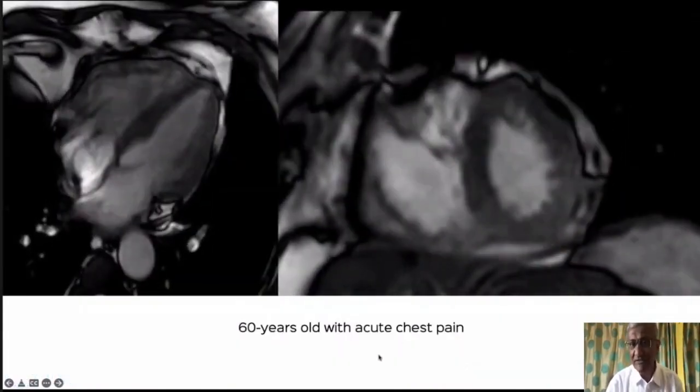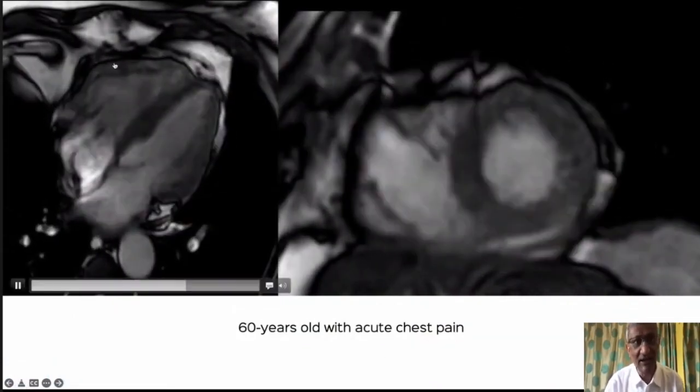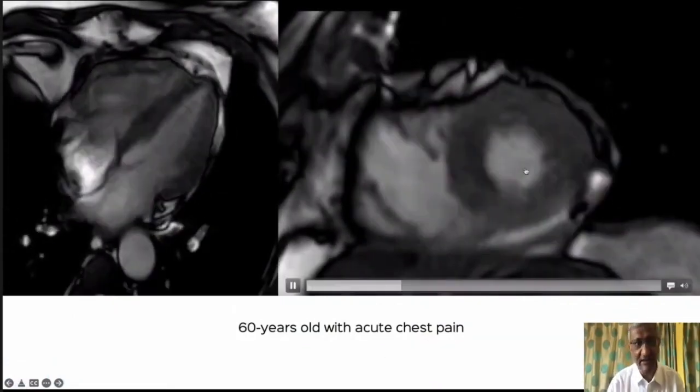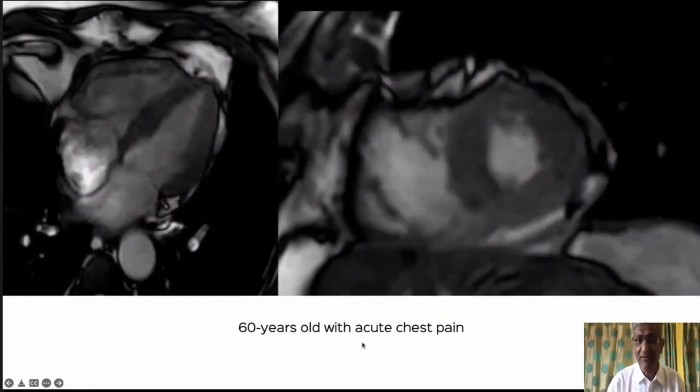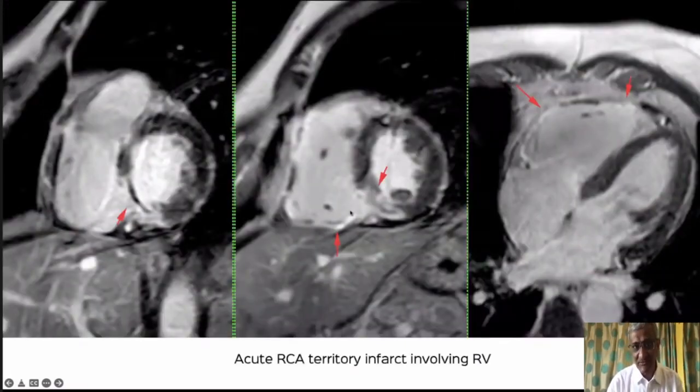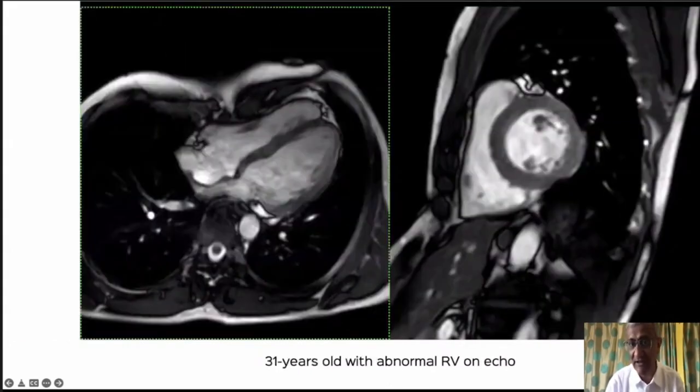The fifth patient had an acute chest pain. RV is not contracting. The LV is contracting. But on the late gad, there was an inferior wall infarct in the basal LV, and then the entire RV was pretty much infarcted. So this is an acute RCA territory infarct involving the RV.